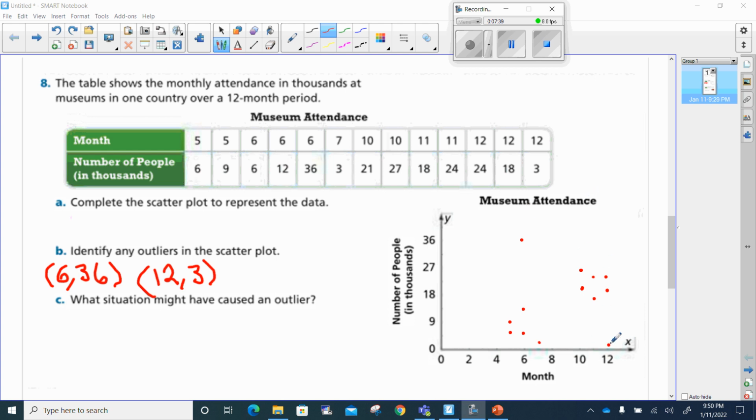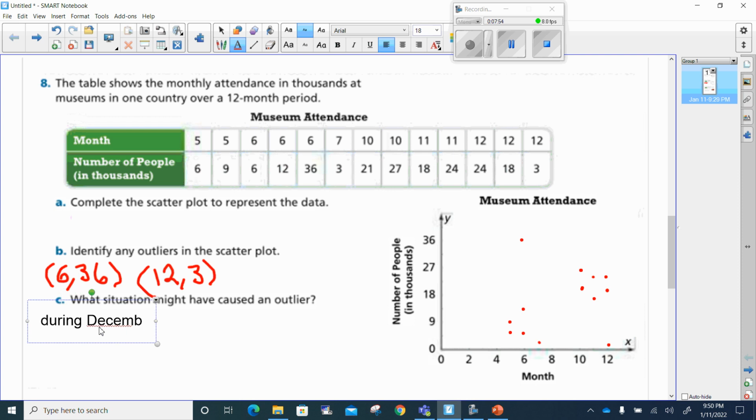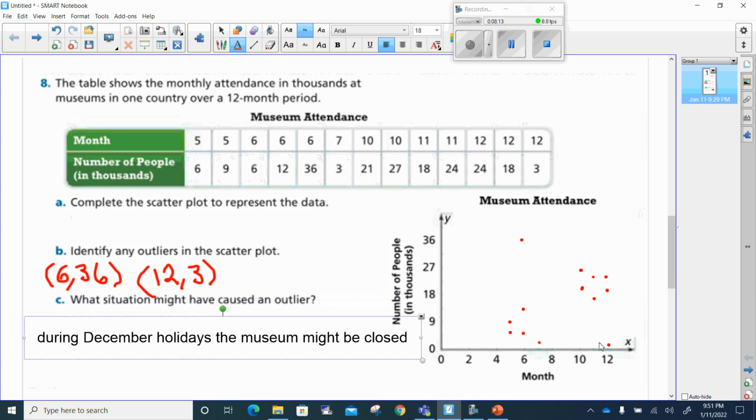So when I look at the situation for these outliers, I would think one of them shows 12 and 3. And if I'm thinking about a museum, and I'm thinking about the 12th month, that's December, I'm going to think maybe the holidays, the museum might be closed sometime. So during December holidays, the museum might be closed. That would make for the drop in people going there on that day.